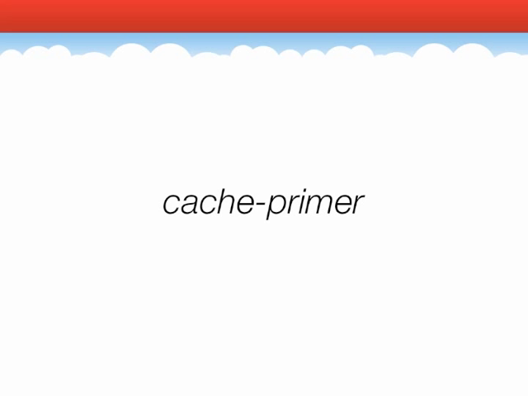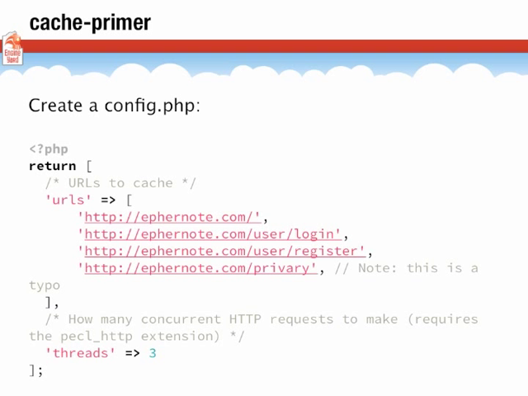Cache Primer is a simple HTTP spider that can perform multiple HTTP requests, either in parallel using PECL HTTP, or if that's not available, it will perform them in serial, which is obviously much slower. Cache Primer is easy to configure and use. The first thing we're going to do is to create a config.php in the current working directory. This is a simple PHP script that returns an array containing two keys. The first key is URLs, which is a subarray of URLs to spider.